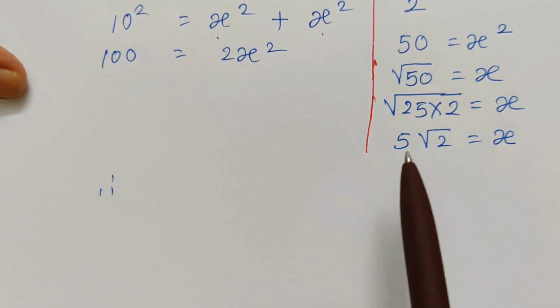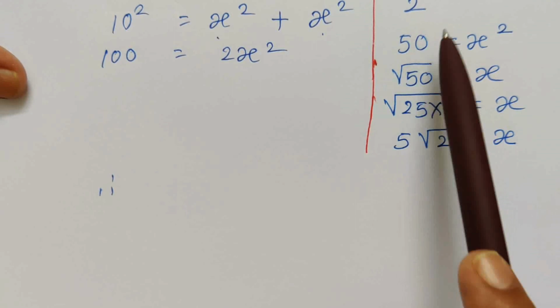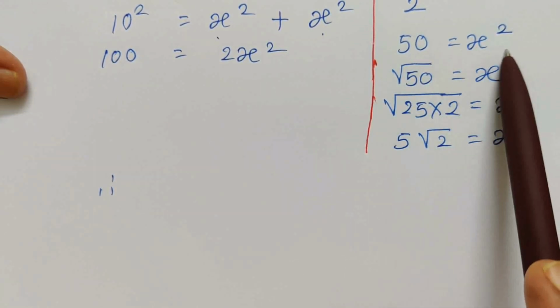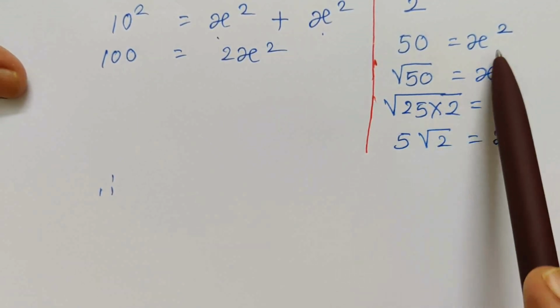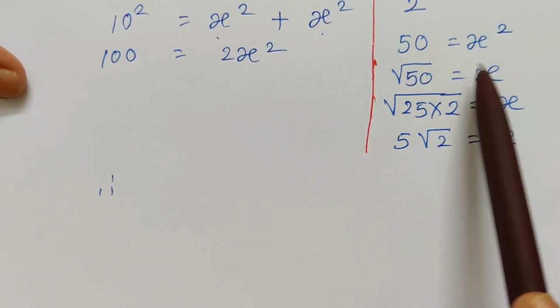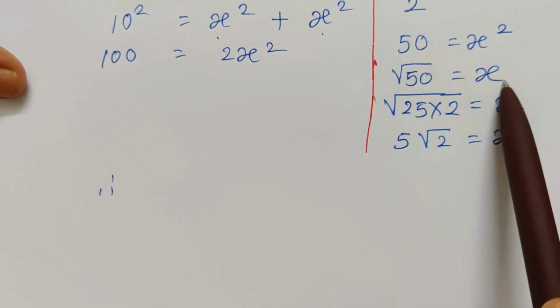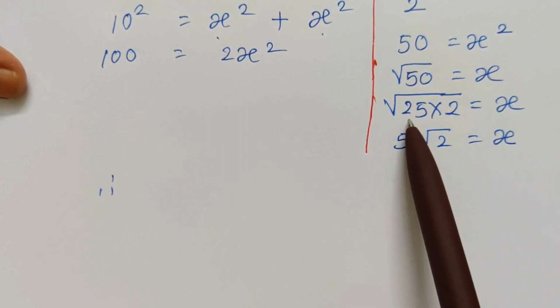See here, once again I will show you. 100 divided by 2, we got 50. 50 is equal to x square. We don't want x square, we want x. So take the square root of both the sides. So root 50 is equal to x. We have to find out the square root of 50.